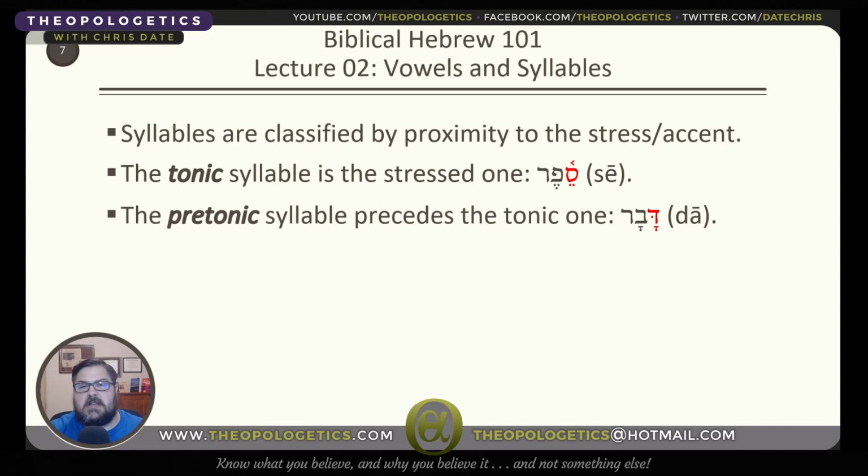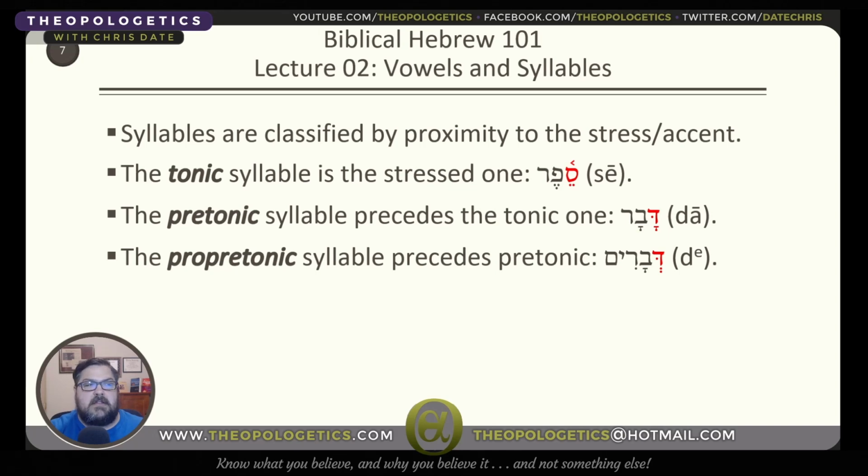So in the Hebrew word davar, notice the stress is on the last syllable, as it usually is in Hebrew. So var is the tonic syllable, and the pre-tonic syllable is da, the one before the tonic syllable. And then finally, the pro-pre-tonic syllable precedes the pre-tonic syllable. So in devarim, the last syllable is the one that is tonic. It's the one that receives the emphasis. The third to last, d in devarim, is the pro-pre-tonic syllable.